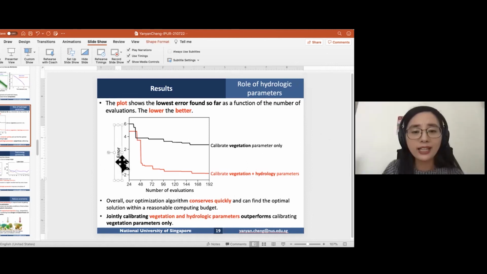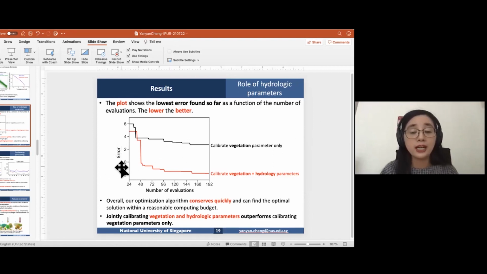Actually, I call it error here just for the audience to better understand what this term means. This real statistic is called Nash-Sutcliffe efficiency, called NSE. It's similar to the root mean square error in quantifying the model performance. I just use the error term so the audience can better understand what I mean here. So I didn't specifically refer to the name of the statistic.